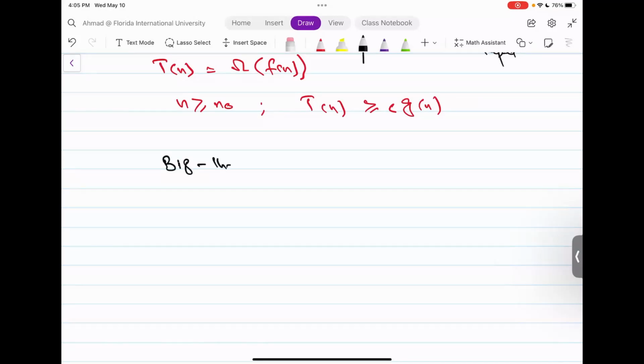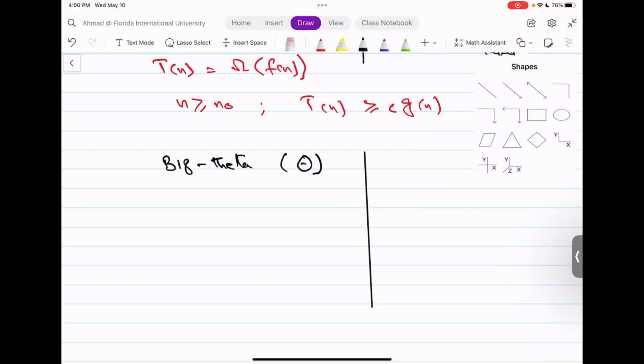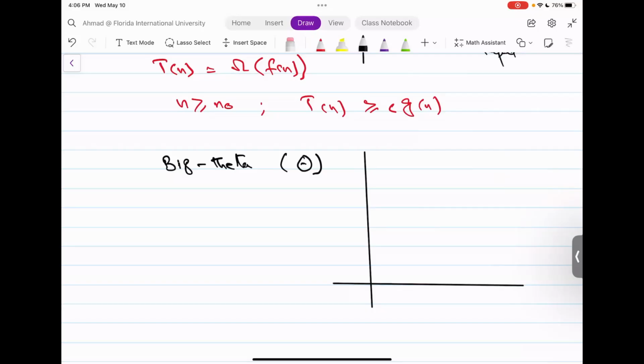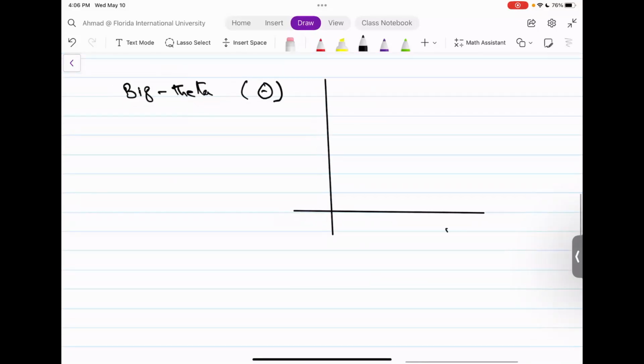Big theta. So we represent it with big theta, like this. What does this mean? Let me just draw the graph and we can understand it from the graph. Let's say we have this graph, and this is my input on the x-axis, and the y-axis represents the time taken by the algorithm. This is the growth of my algorithm, which is T of n, right?